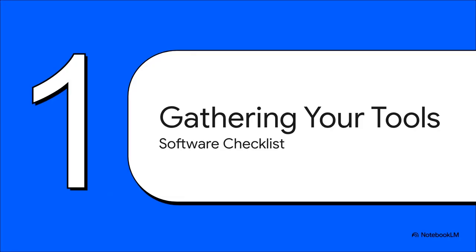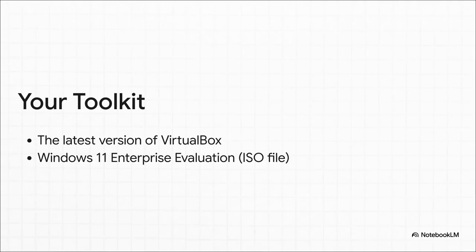Okay, so to get this whole project started, we just need to grab two key pieces of software. Super simple. Let's take a look at our toolkit. First up, you're going to need Virtualbox. It's a free app that's going to act like the hardware for our virtual computer. And second, you need the operating system itself, Windows 11. We can grab a free 90-day evaluation version right from Microsoft. It comes as something called an ISO file, which is just a digital version of an installation DVD.